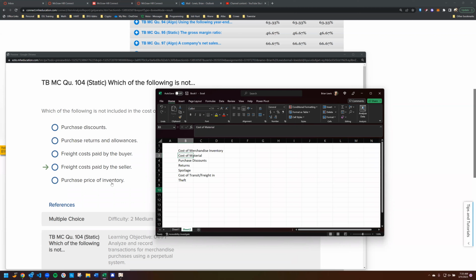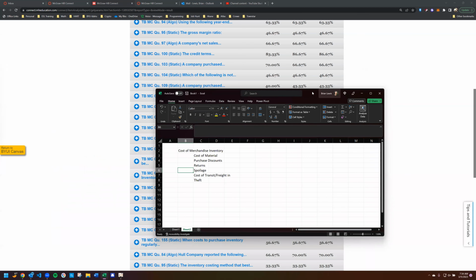It won't be a cost of inventory. And then purchase price of the inventory, which is the cost of the material. All right, so a little different wording, but same concept. So this one would be a no. Freight cost paid by the seller is not included in the cost of inventory. All right, let's look at the other ones here.